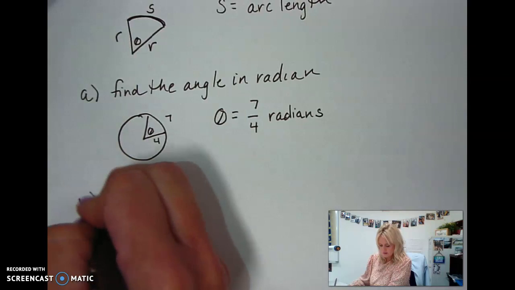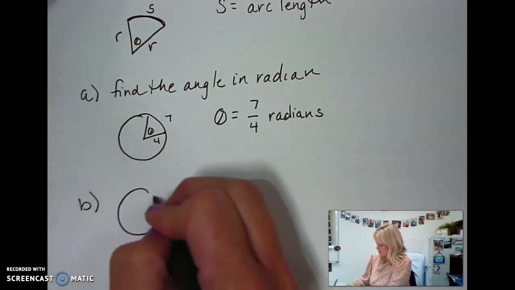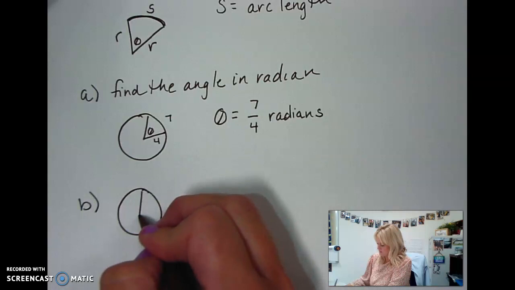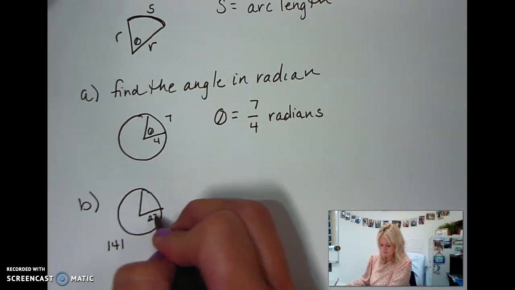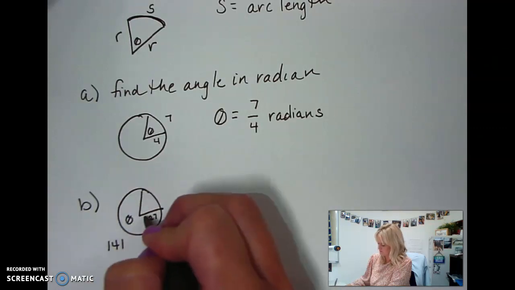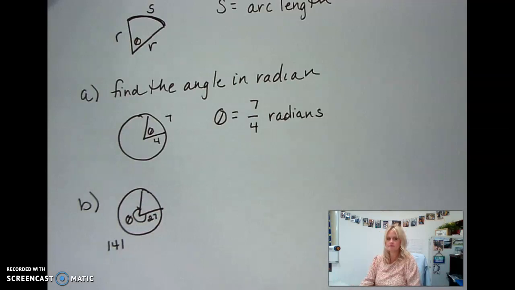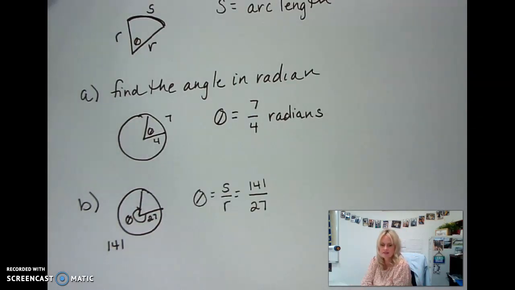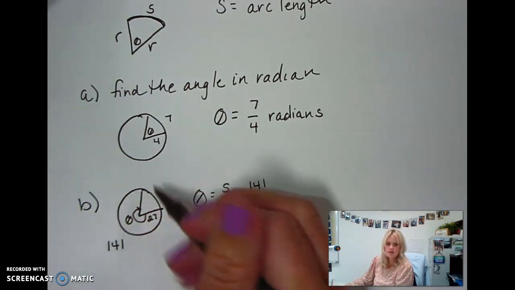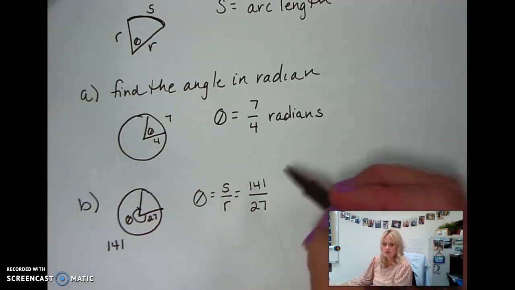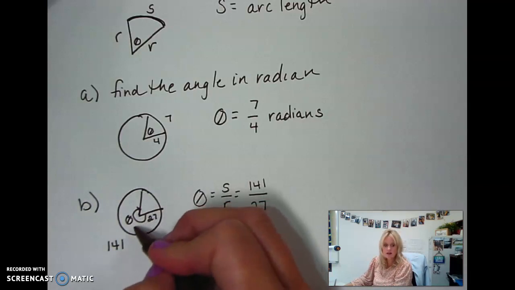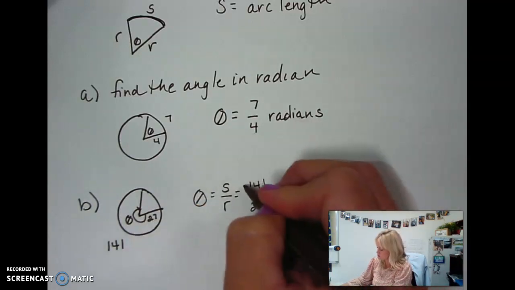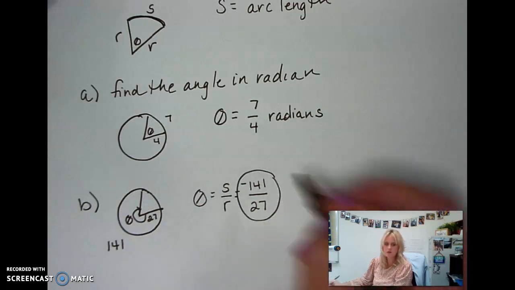On your own, find theta with this picture right here. Again, theta equals S over R. The arc length is 141. The radius is 27. So 141 over 27. However, what direction did our angle go? So it should be a negative 141 over 27.